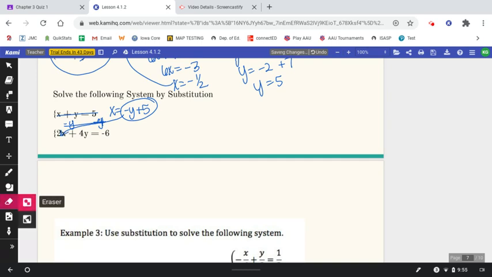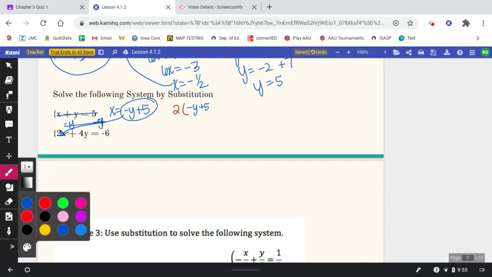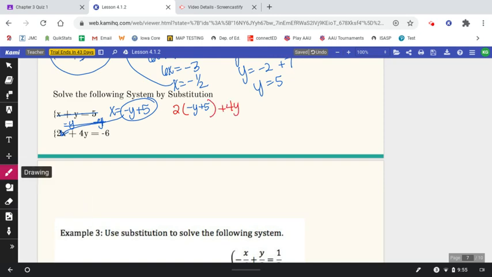So the second equation is going to become 2 parentheses negative y plus 5 plus 4y equals negative 6. So I did it right because I'm only left with y's in the second equation. So when I distribute, it becomes negative 2y plus 10 plus 4y equals negative 6. 2y plus 10 equals negative 6. 2y equals negative 16. Y equals negative 8.